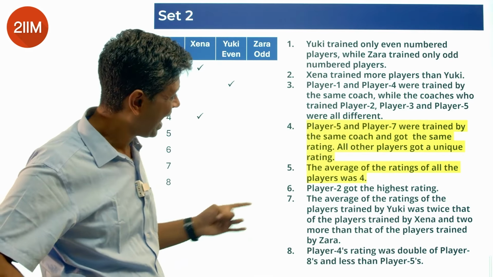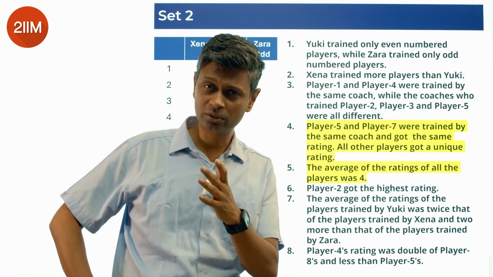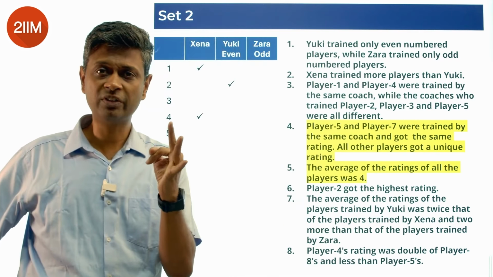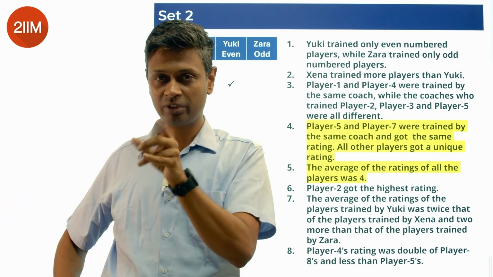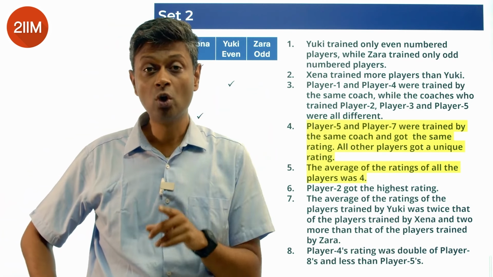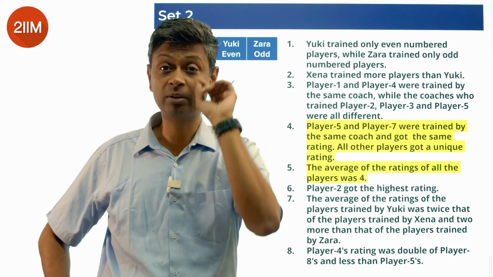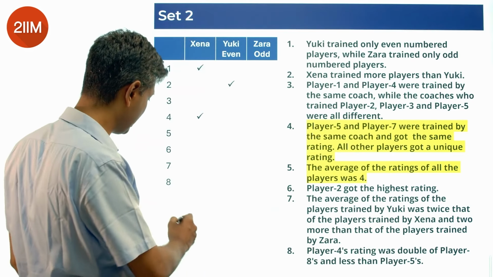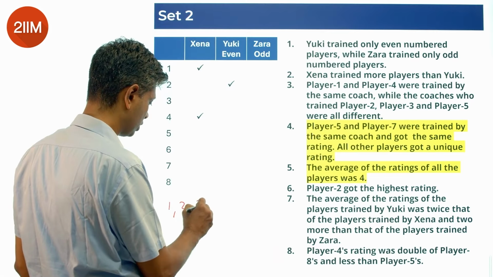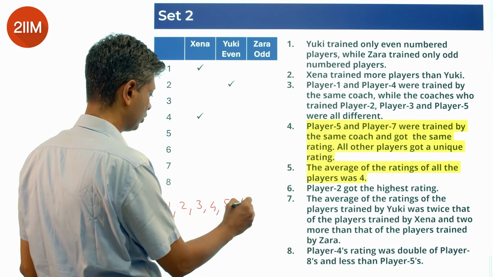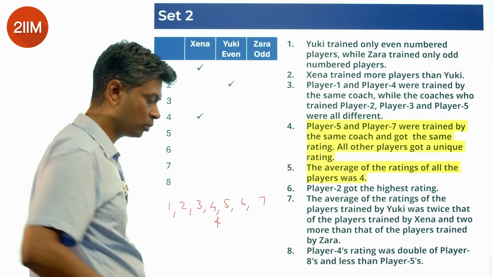Very nice. Average of all the ratings was 4. Average of 1, 2, 3, 4, 5, 6, 7 is 4, bang in the middle. 7 numbers in a sequence, the middle number is the average. Overall average is also 4, so the repeating number is 4. Our ratings are 1, 2, 3, 4, 5, 6, 7 and an extra 4.